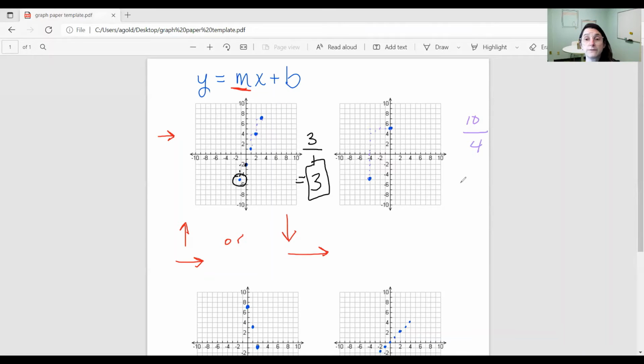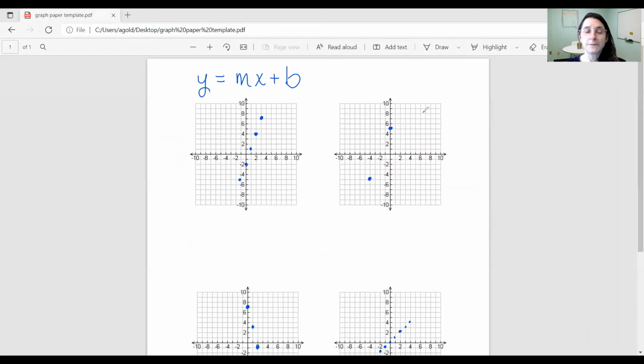Okay, the slope is 10 over 4. In this case, we have to reduce. Slope is always written in lowest terms, even in calculus, you have to reduce it. So 5 over 2 would be our correct answer for the slope. If you want to have a variable in front, we're going to use the m because m is our variable for slope.